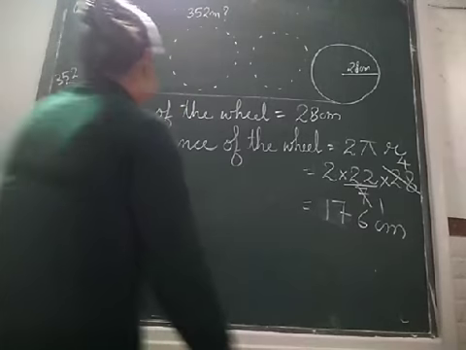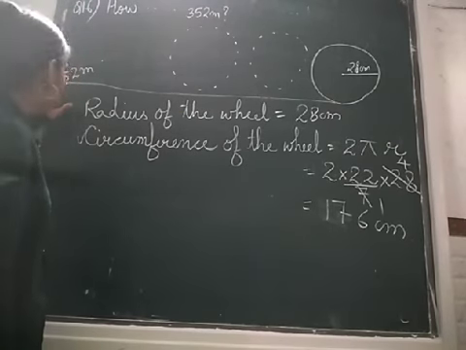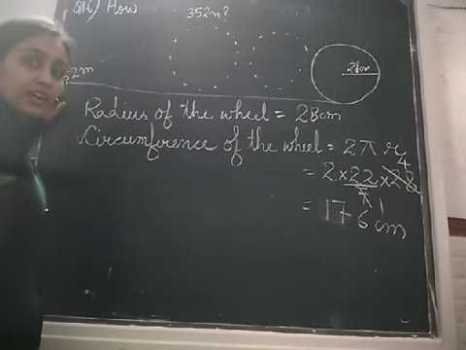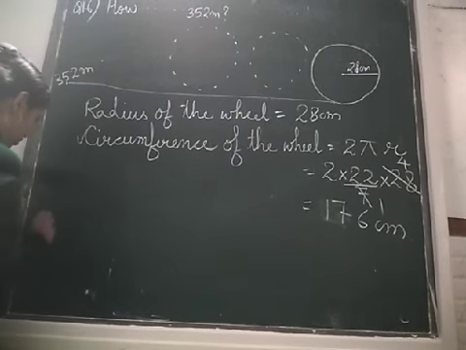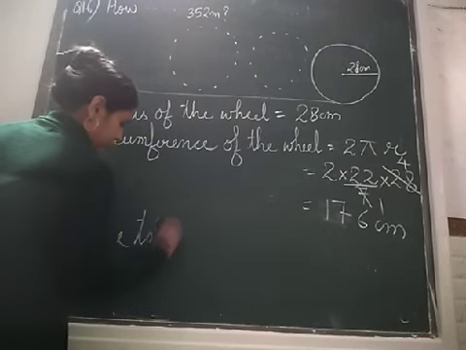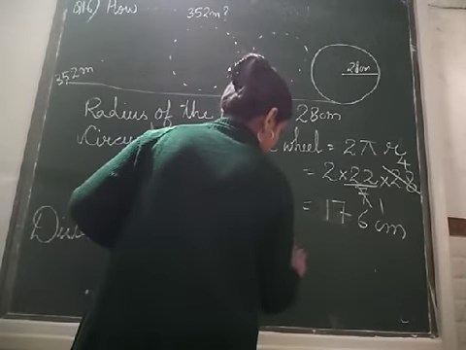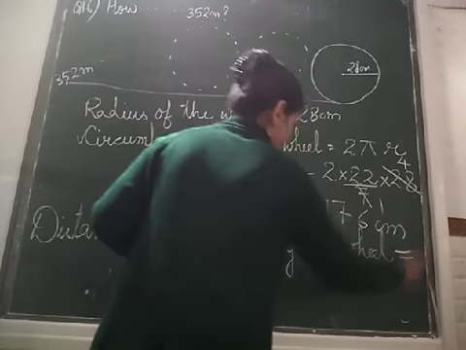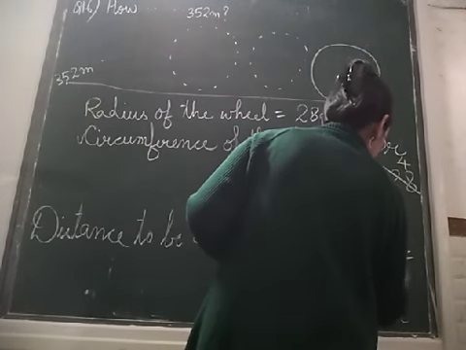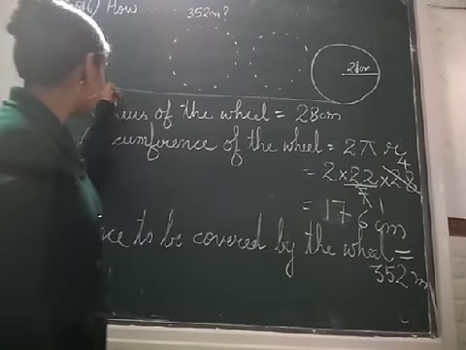Okay. So let's finish it off. Now here, children, what will we write? First we write what is given. Distance to be covered by the wheel. How much? 352 meters. So let's write that is 352. Children, it is meters. Yes, one is in meters, one is in centimeters.